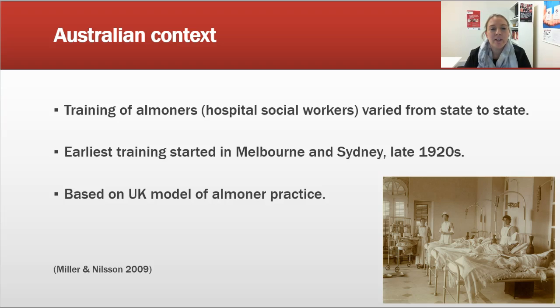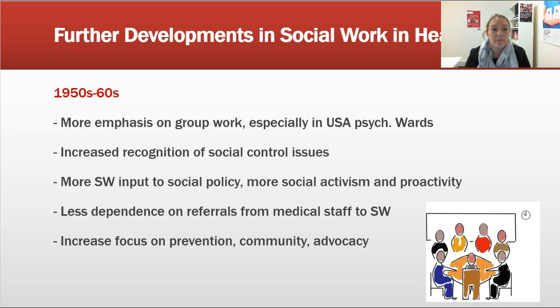The earliest training started in Melbourne and Sydney in the late 1920s, and it was based on the UK model at this time. Throughout the 50s and 60s, we saw a lot of change in social work in general, as you know from the first couple of lectures, but as well as for social work in health.